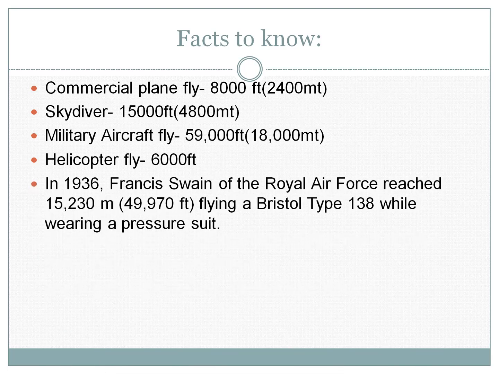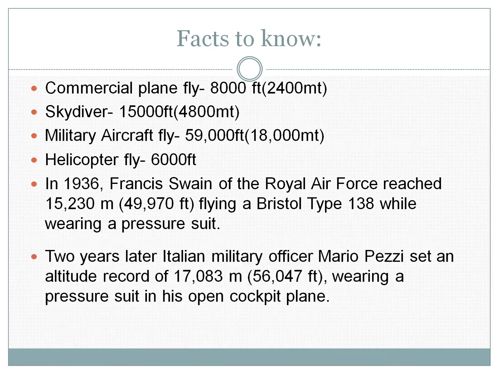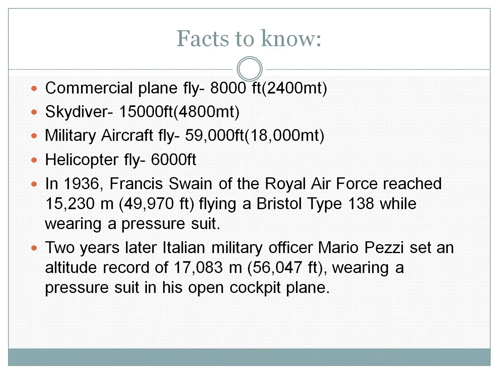In 1936, Francis Swain of the Royal Air Force reached around 49,970 feet, that is around 50,000 feet, flying a Bristol type 138 while wearing a pressure suit. With the help of this pressure suit, he was able to ascend up to 50,000 feet. This was the first reported case, long back in 1936.